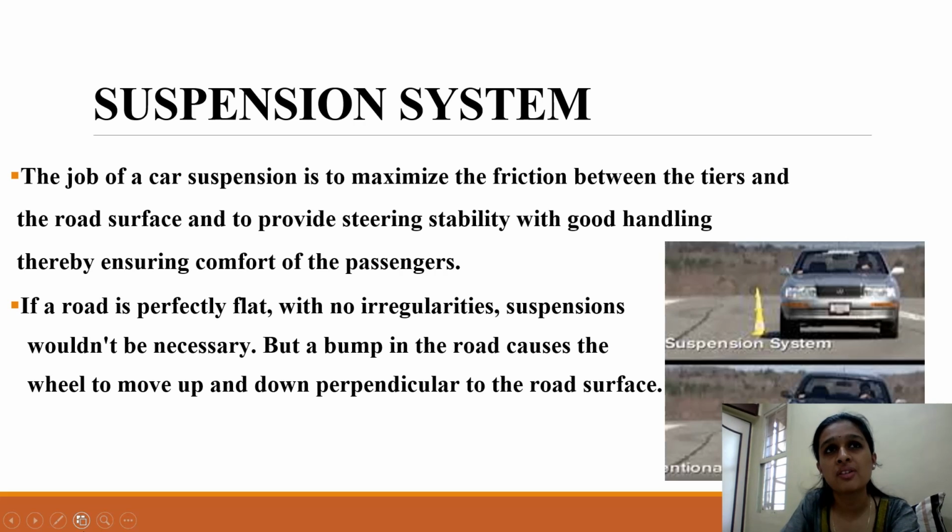So if we observe, if the road is completely flat, it has no irregularities, it has no bumps in it, then the suspension system may not play a vital role. But if you have ever observed bumps or some irregularities in the road, this causes the wheels of the car to move up and down, perpendicular to the road surface, thereby causing some discomfort to the driver as well as the passengers. So for this reason we require a suspension system.